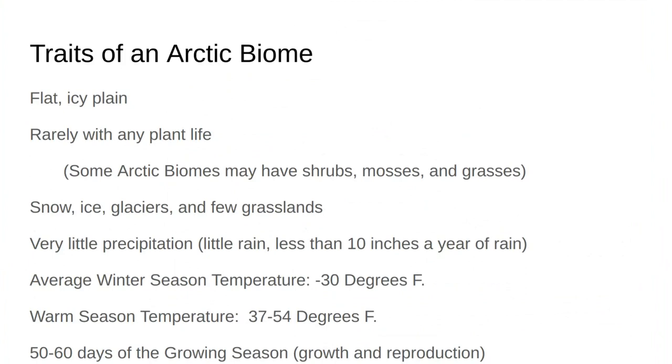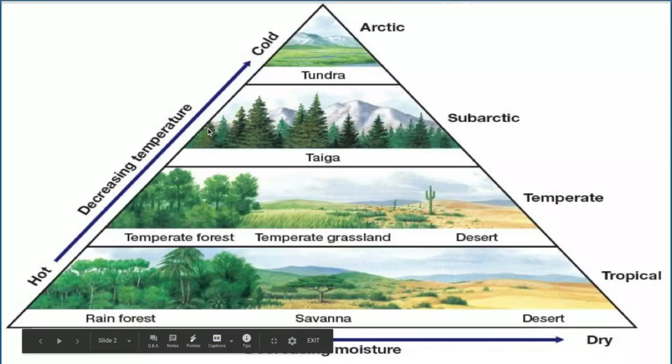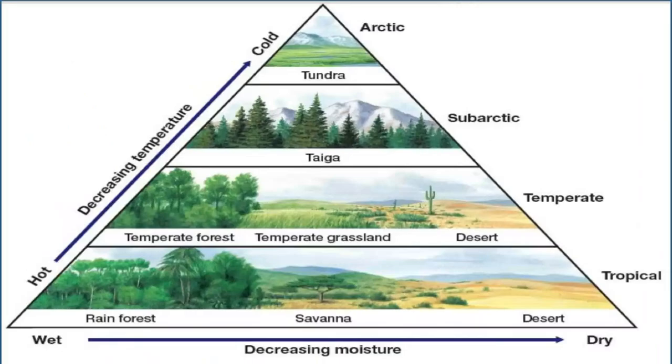Here are some very basic and general traits of an Arctic biome. It's flat and icy land. So if we look back here, we can see our tundra is very flat, but who's also to say that this forested area, the taiga, is not all flat? Rarely with any plant life, so some Arctic biomes may have shrubs, mosses, and grasses, and this is solely Arctic, not subarctic. We saw in our subarctic taiga, there were tall trees. We have snow, ice, glaciers, a few grasslands like we saw in our tundra, very grassy.